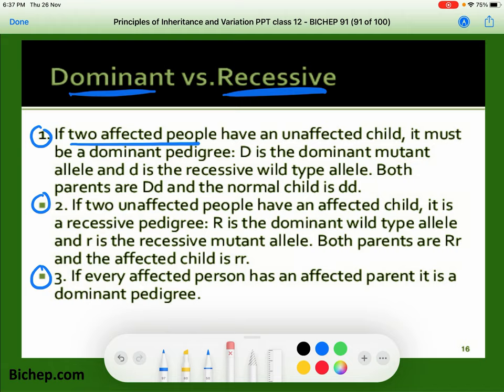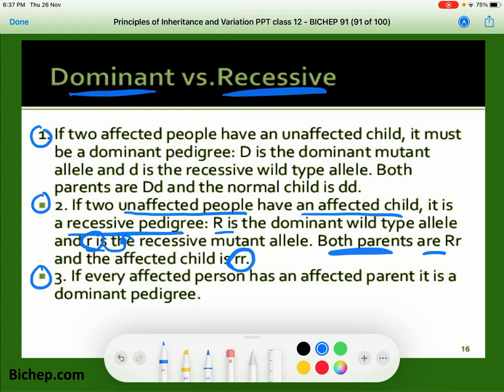Now the second character: if two unaffected people have an affected child, it is definitely a recessive pedigree. For example, capital R is the dominant wild type allele and small r is recessive. In a recessive pedigree, both parents are capital R small r, and the affected child will be small r small r. So in a recessive pedigree, the homozygous recessive will be affected. That's the conclusion, exactly the reverse of the first one.